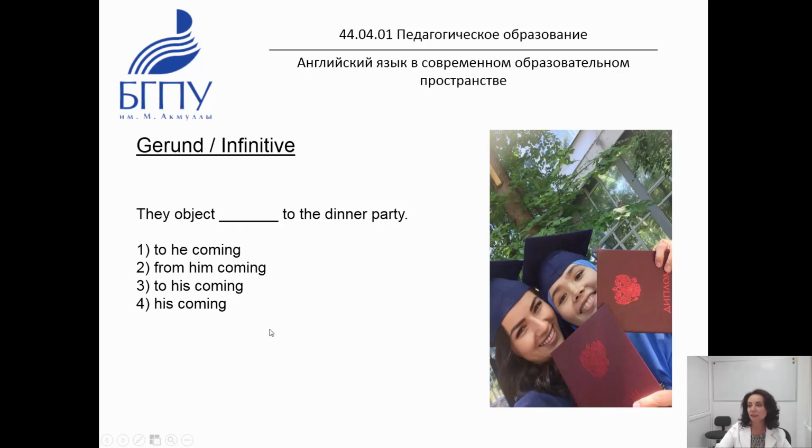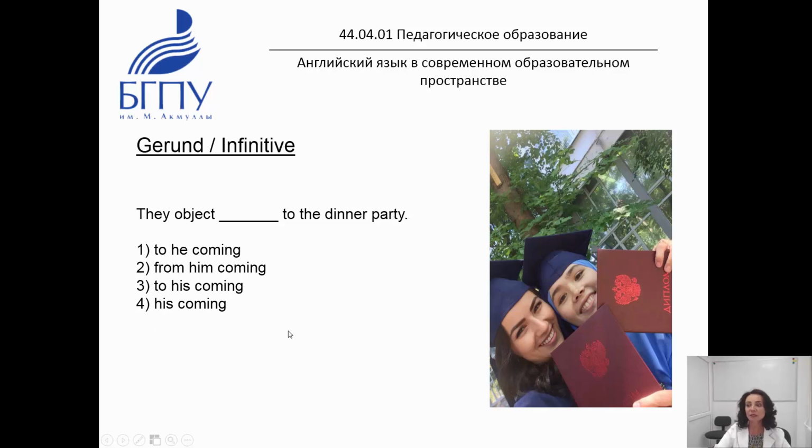Let us consider the cited example. So, example number 1, to he coming. If we take that coming, which corresponds to the gerund, the nominative part, like he, should be not in the nominative form, but in the possessive form with a gerund. And the only possessive form with a nominative part corresponds to number 3. For example, to his coming.